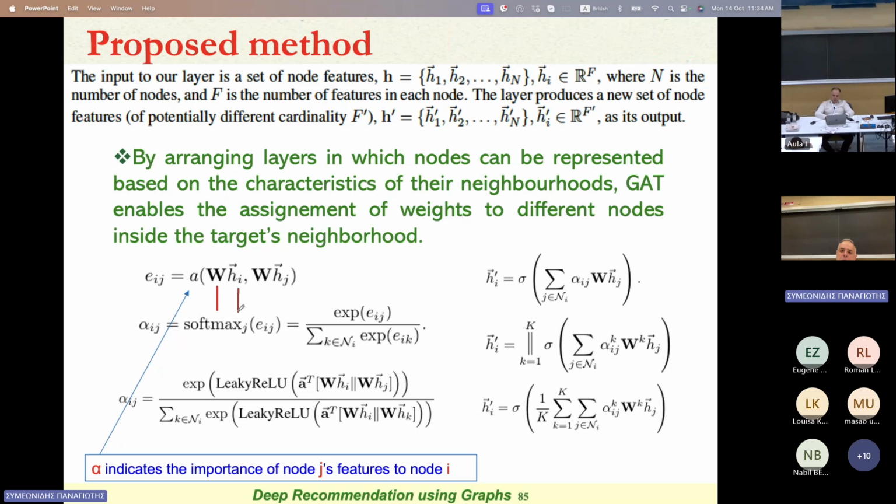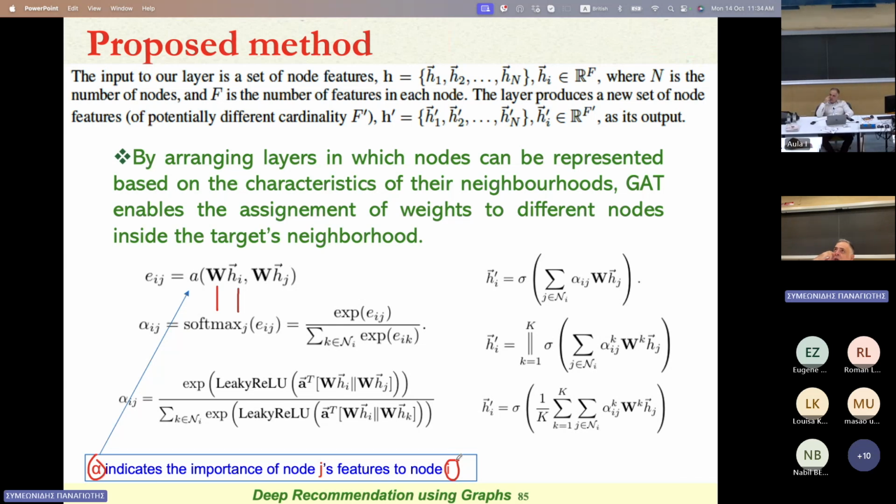So what we want to compute is alpha, which will indicate then the importance of node J features to node I. So node I is our target node. Okay, so for the target I, we want to find which node's features should be considered as more important. Okay, so this is the idea.